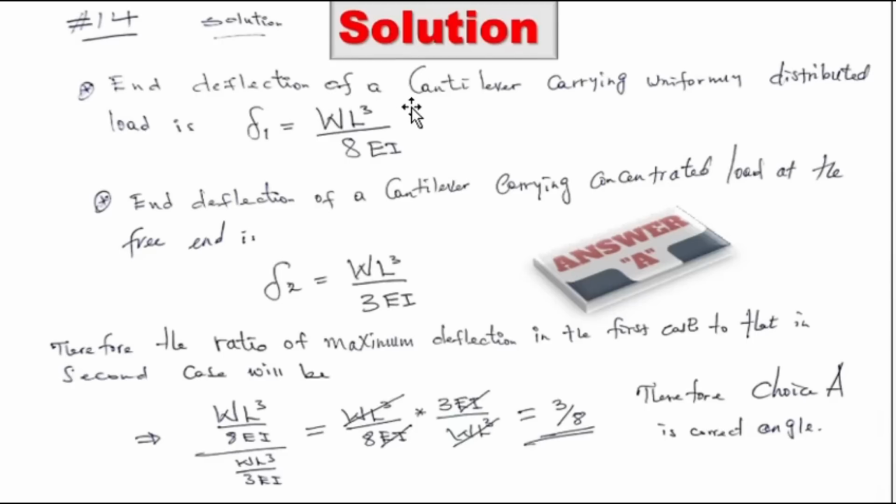L is the length of the cantilever, E is the modulus of elasticity, and I is the moment of inertia. And in the second case, the end deflection of a cantilever carrying a concentrated load at the free end is given by WL³/3EI, where W is the load, L is the length of the cantilever, I is the moment of inertia, and E is the modulus of elasticity of the material.